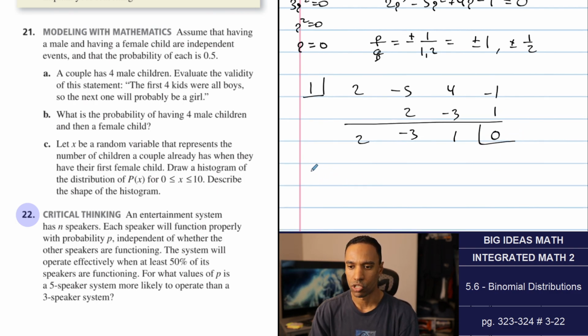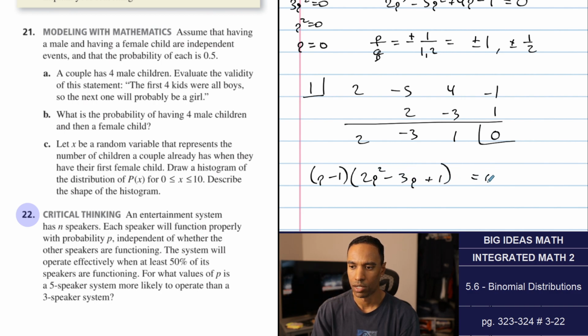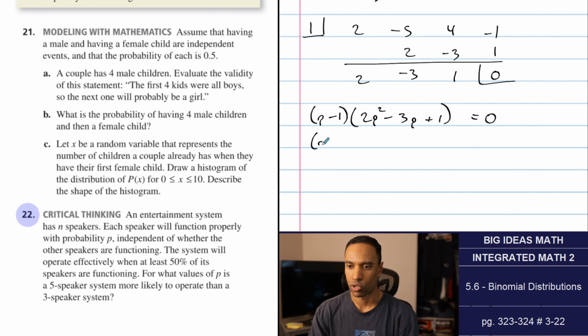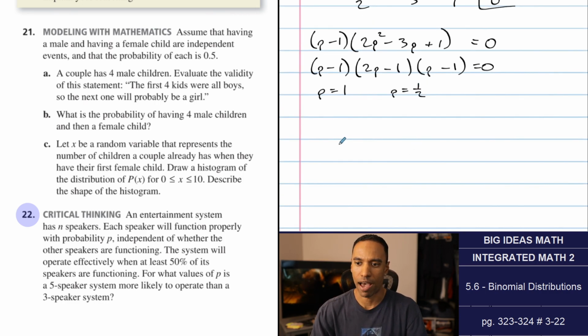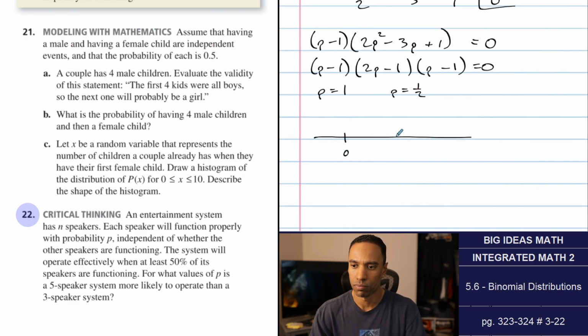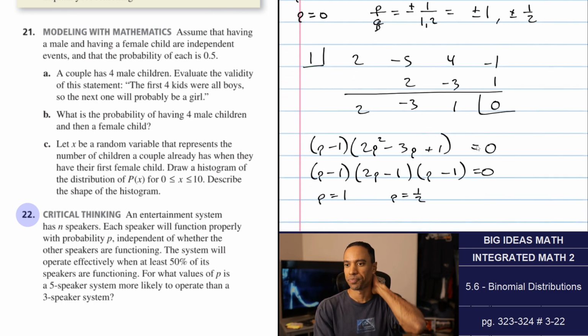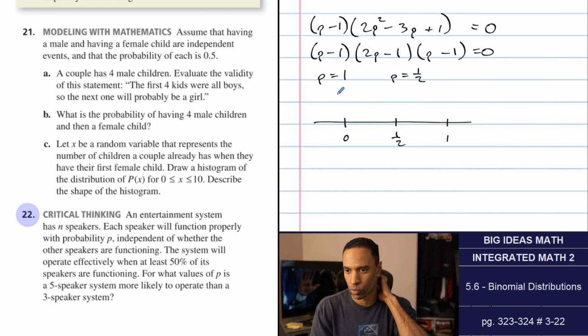So this factors into P minus 1 times 2P squared minus 3P plus 1. And that can factor into 2P minus 1 times P minus 1. So either P equals 1 or P equals 1/2. So as far as boundary points go, we have 0, 1/2, and 1. We have to find values that give us greater than 0. So which values are positive?